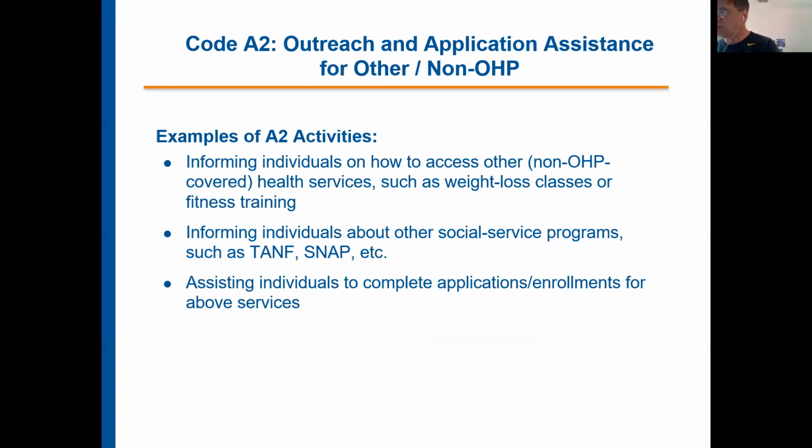A2 is a code that should be used to denote outreach and application assistance for programs and services that are not the Oregon Health Plan. Examples of A2 activities include informing individuals on how to access other non-OHP covered health services, such as weight loss classes or fitness training, informing individuals about other social service programs, such as TANF, SNAP, etc., and assisting individuals to complete applications and or enrollments for the above services.